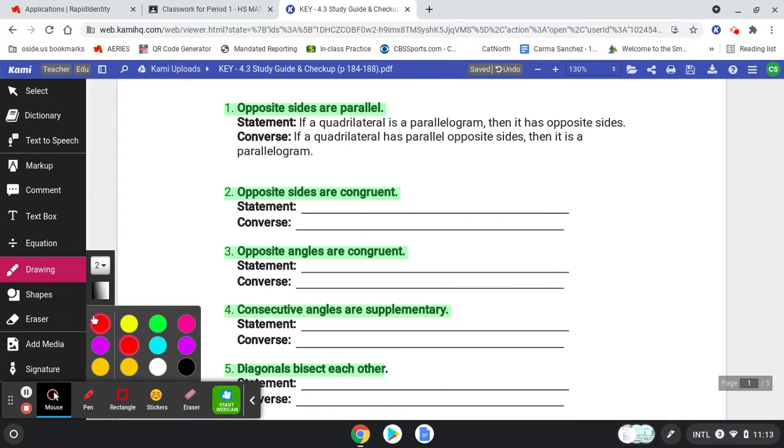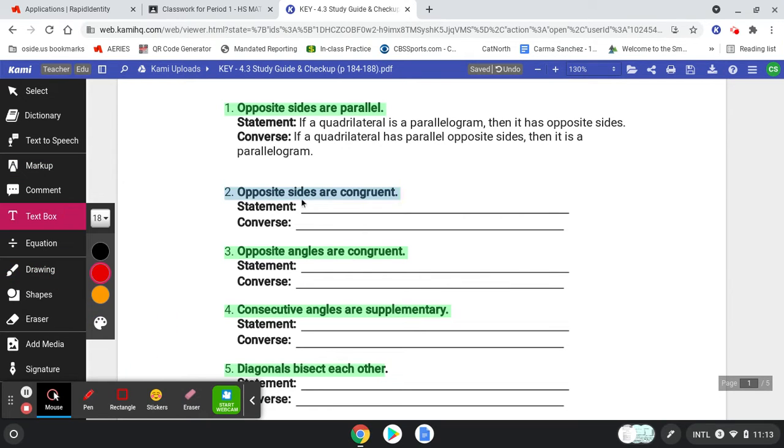So I'm going to use the text box here. Number one is given to us fully done, so we can see an example. If I'm talking about the property of opposite sides are parallel, the statement would be, if a quadrilateral is a parallelogram, then it has parallel opposite sides. So we're going to go down to number two, and we're going to make the if-then statement.